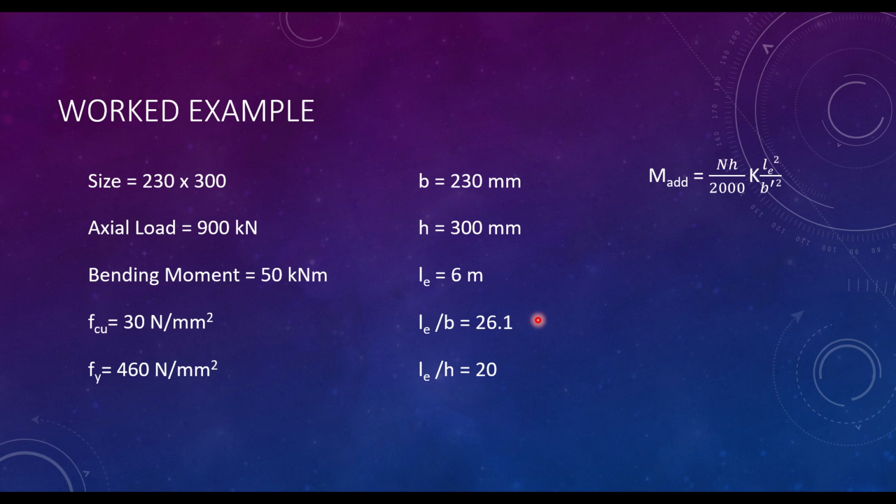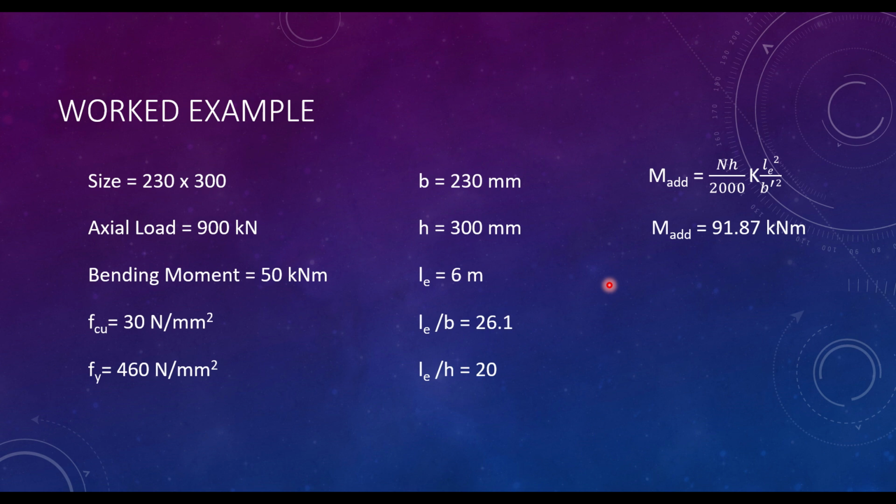M add is given by this formula, N H over 2000 K LE square over B square. Substituting N, which is axial load, H, which is 300, K, which is 1, we are assuming 1 for the first iteration, and then LE, which is 6 meters, B, which is 230, into this formula, we are going to get M add to be 91.87. That is the moment due to the slenderness of the column, regardless of the external moment added to the column, 91.87 kilonewton meters.